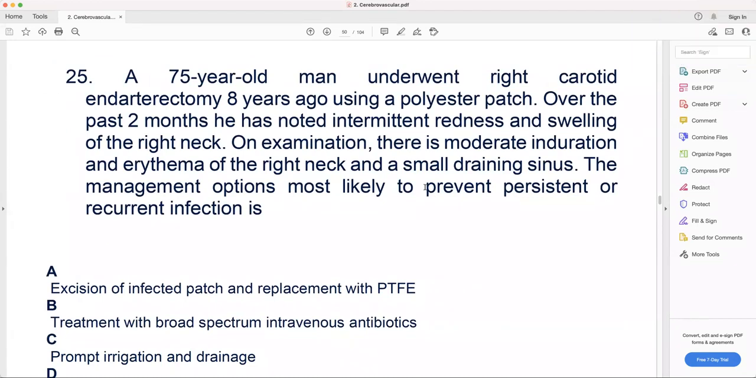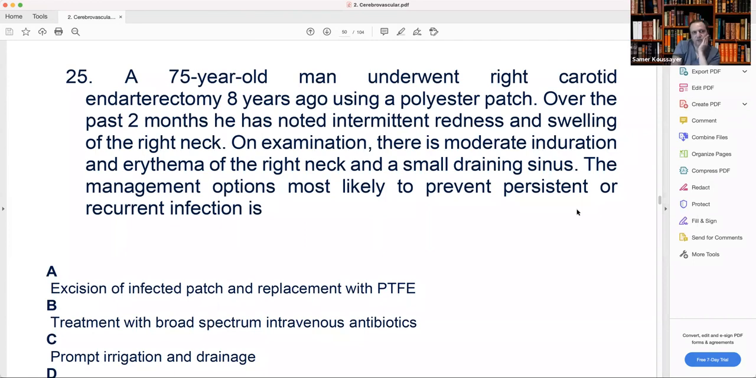A 75 years old man underwent right carotid endarterectomy 8 years ago using a polyester patch. Over the past 2 months, he has noted intermittent redness and swelling of the right neck. On examination, there is moderate induration and erythema of the right neck and a small draining sinus. The management option most likely to prevent persistent or recurrent infection is.